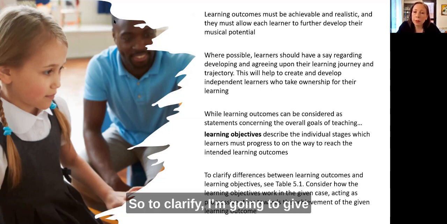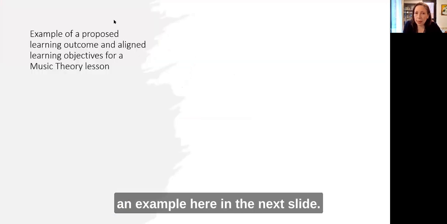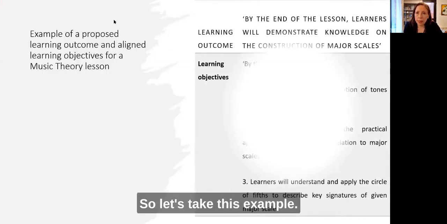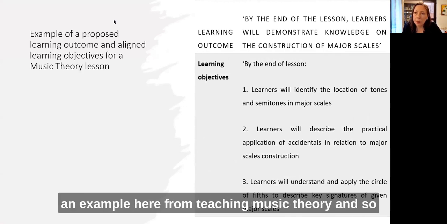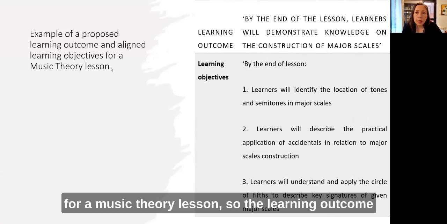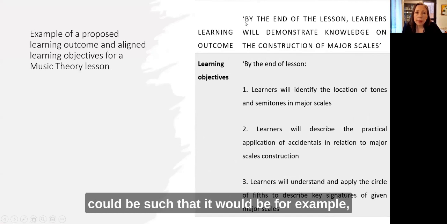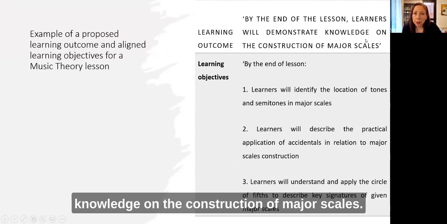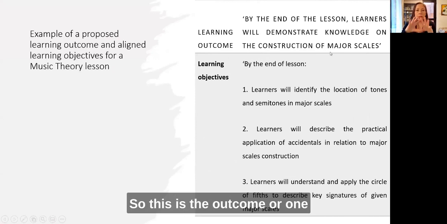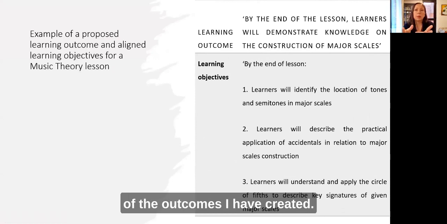So to clarify, I'm going to give an example here in the next slide. So let's take this example. It could be any example really, but I chose an example from teaching music theory. For a music theory lesson, the learning outcome could be, for example, by the end of the lesson, learners will demonstrate knowledge on the construction of major scales. So this is the outcome, or one of the outcomes I have created.